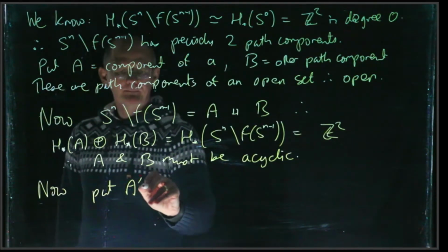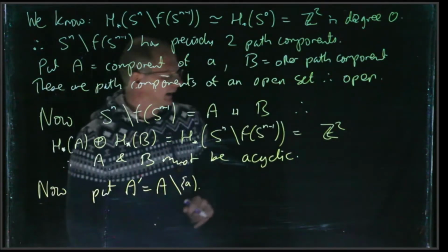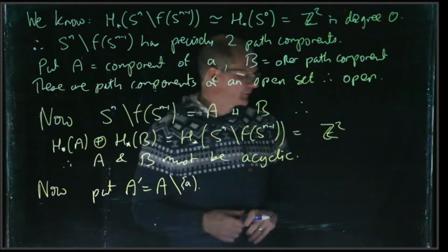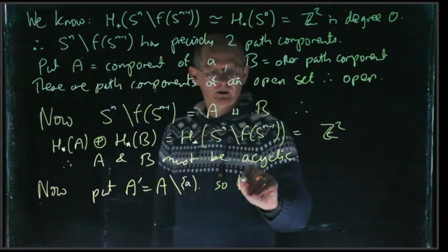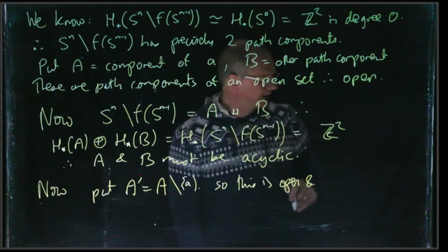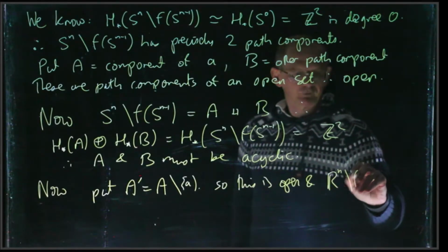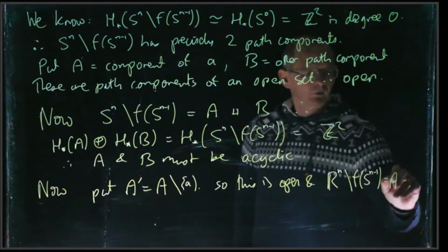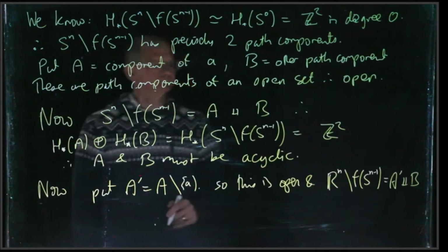So let's put A prime as this component A, and I just remove the point a. So that's open, and we take R^n and we remove f(S^(n-1)). That's the disjoint union of A and B.